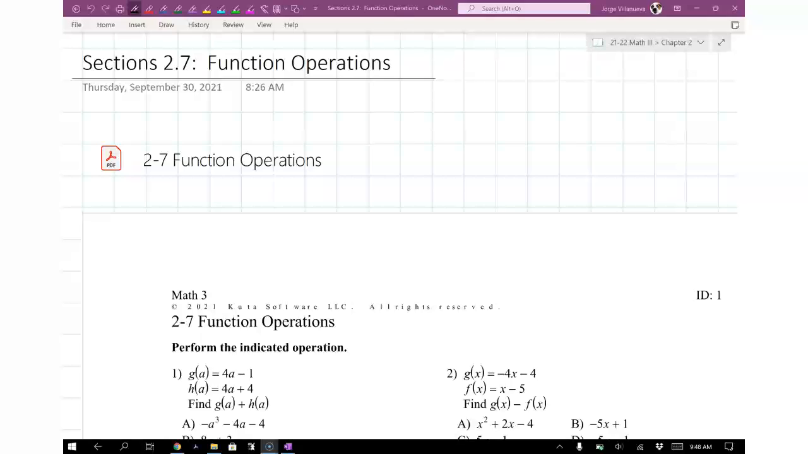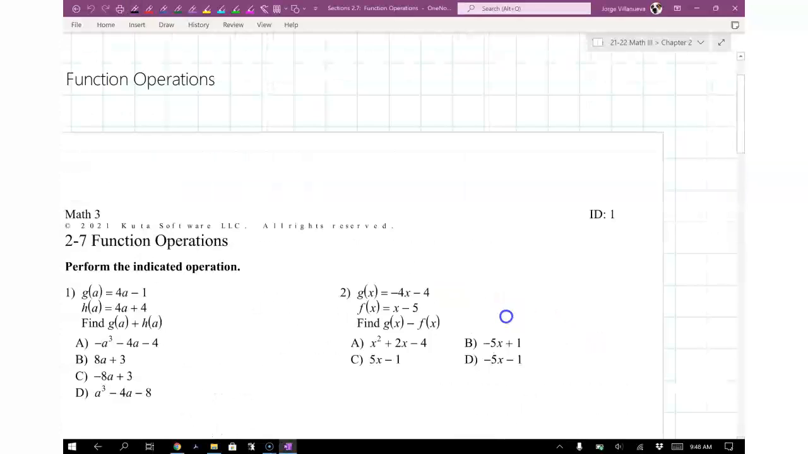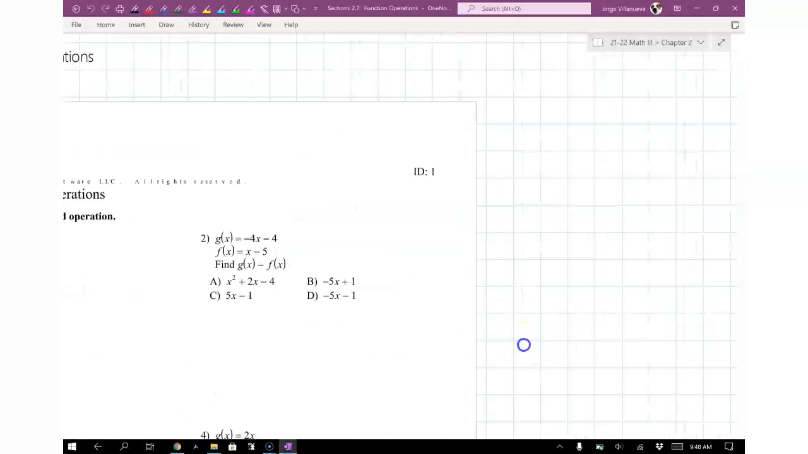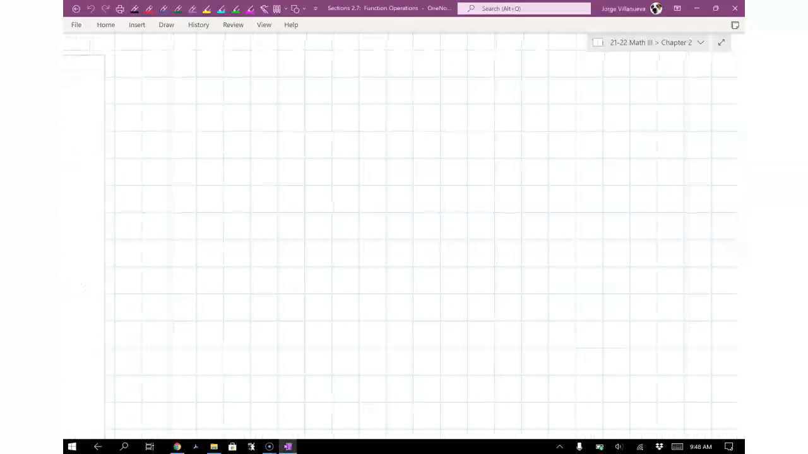All right, so with function operations, they're basically going to teach us notation that means to do certain things. Okay, so if I can just take this thing over here, I'm going to write my notes to the side. Function operations can look, I guess, four different ways. All right, so here we go.